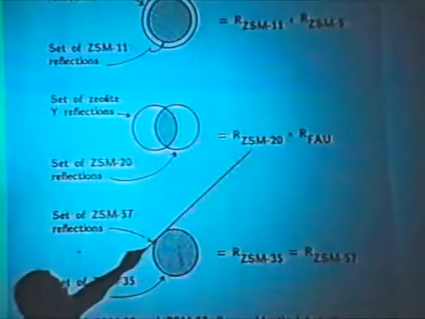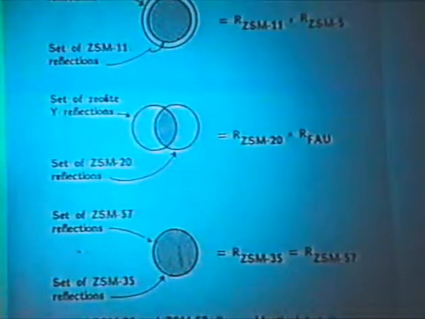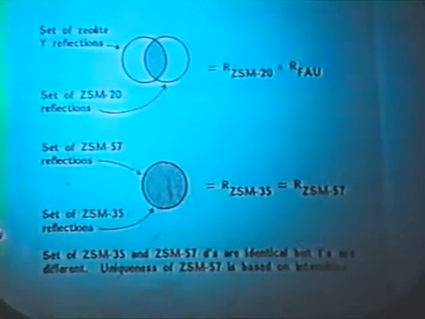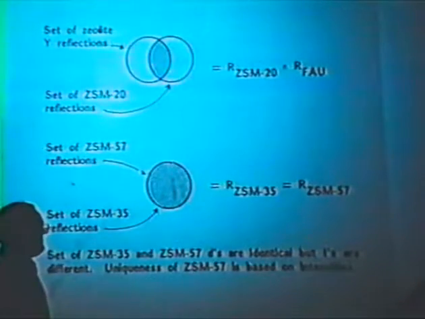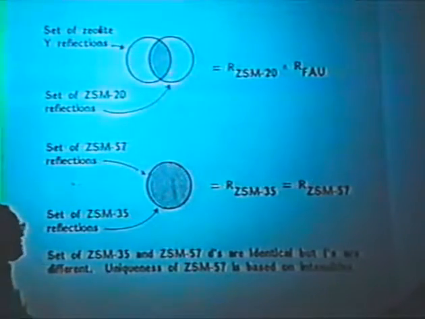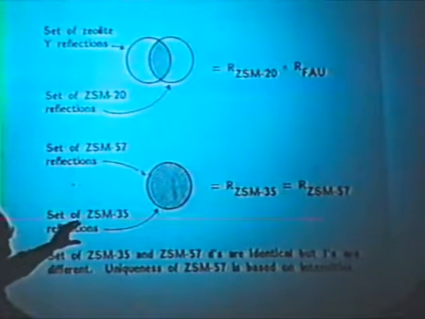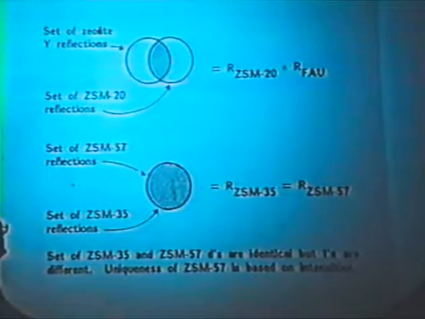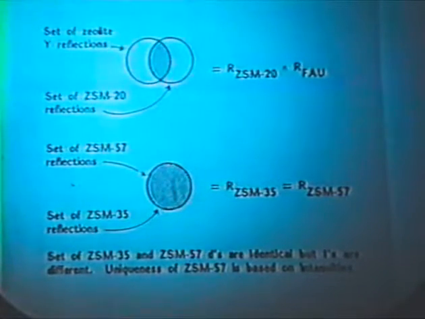particular zeolite. However, in the case of ZSM-57 and ZSM-35, what you find is that each set of peaks is identical. They both have the same peaks. The only difference is that the intensity differs greatly. And again, this reflects the fact that the cell parameters are the same and that the extinctions in the space group are the same.